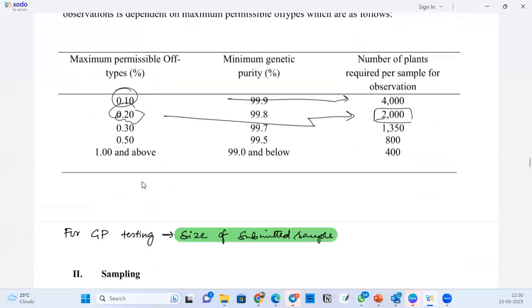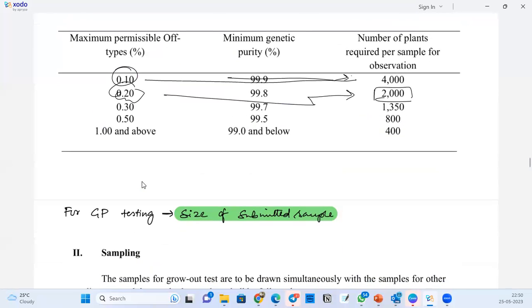Let us check it. Is it clear? So see, 0.1% it is 4000. If it is clear, I need a reply from everyone. Just type in the chat box.